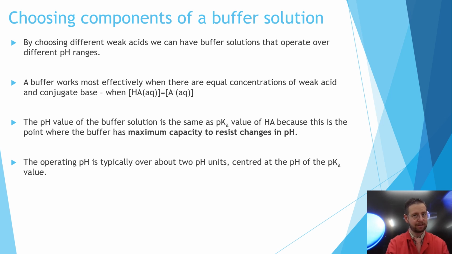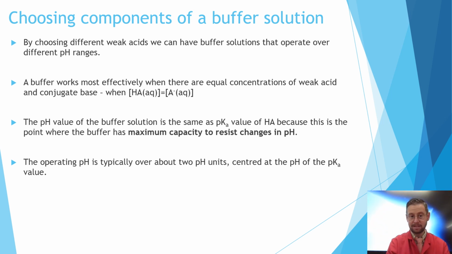Now, the operating range of a buffer is about 2 pH units, which is about a factor of 100 on the concentration of the ions present. It's centered at the pH of the power of the dissociation constant value. More about that on the next slide.